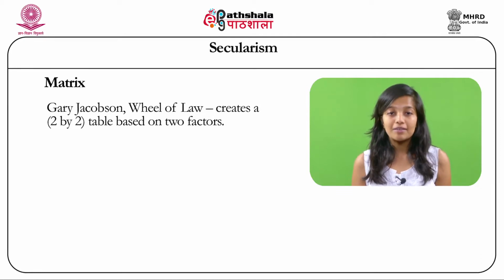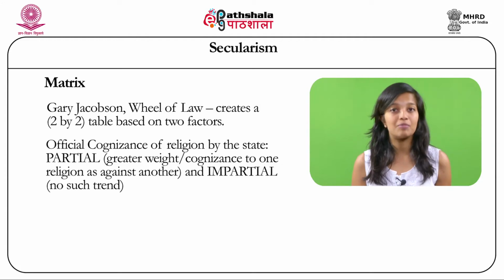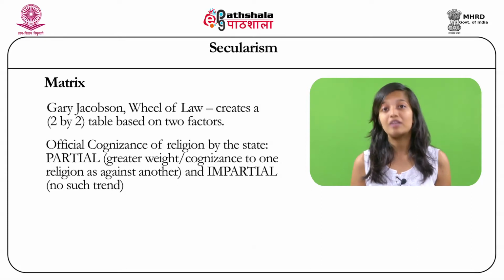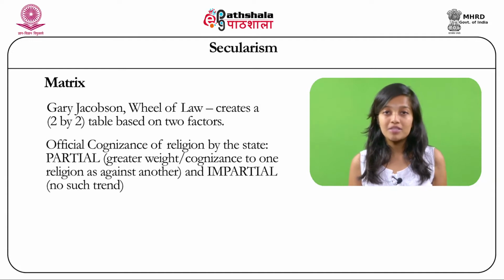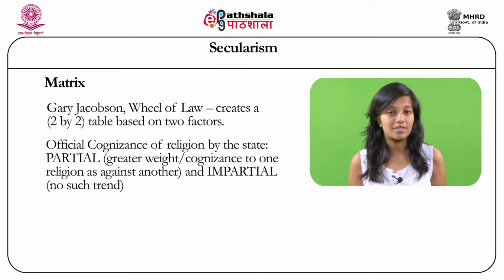The first factor is what is the official cognizance of religion that a state provides. So in a situation where there is a partial official cognizance, the state would be giving greater weight or cognizance to one religion as against another. This would encompass situations where, for instance, a state has an official religion or an official institution that it regards as being the guiding religious institution of that particular state.